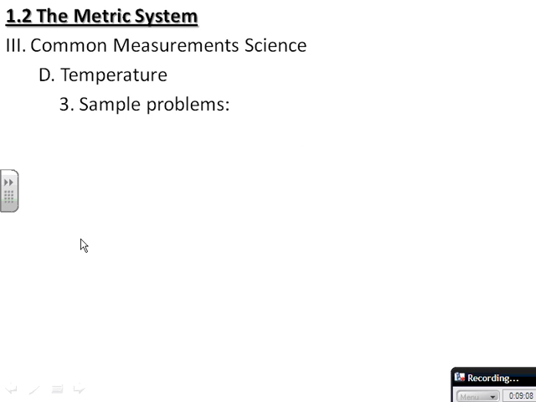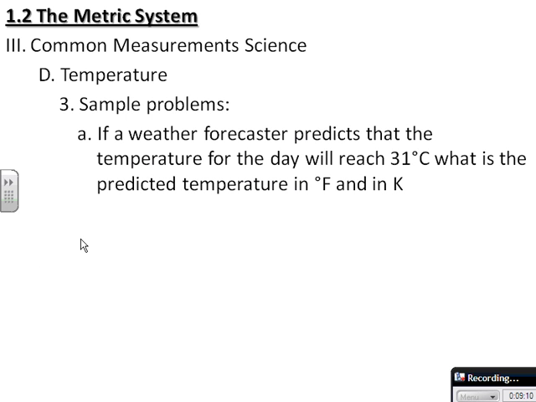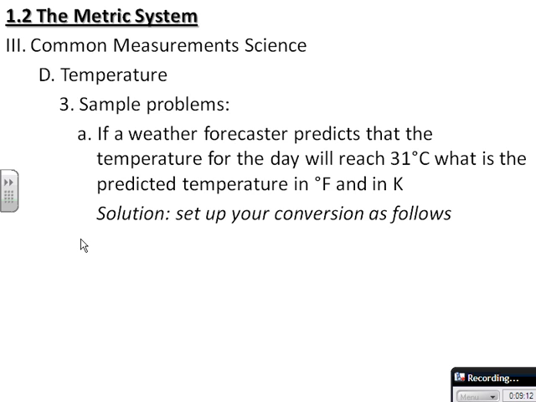Now, real quick, we have a sample problem here. If a weather forecaster predicts that the temperature for the day will reach 31 degrees Celsius, what is the predicted temperature in degrees Fahrenheit and in Kelvin? Here are the equations that we'd use to set that up. We would simply put in 31 degrees Celsius here to figure out Fahrenheit. And then we'd also put it here to figure out Kelvin.